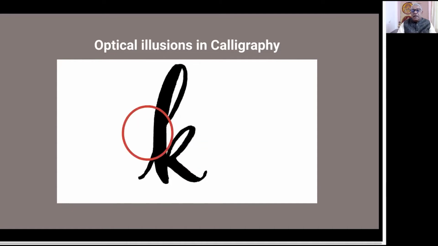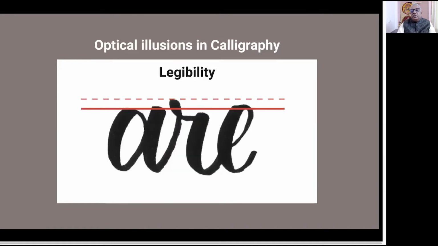This is lowercase k. Again, note this change in the angle of the upstrokes. Another interesting thing about brush pen calligraphy is that some of the characters shoot above the x-height deliberately. It creates an illusion of being the same height, and it is done deliberately to improve the legibility of the character. Lowercase r is a very good example of that.